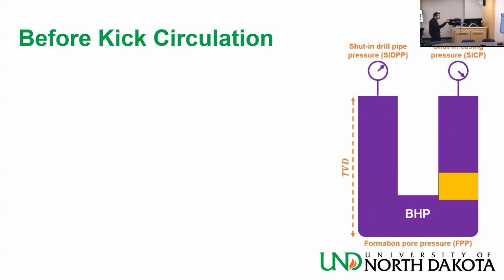Okay? So how do I expect the SICP to change as the kick is moving up, if the kick is getting taller and taller as it's moving up? How do I expect my shut-in casing pressure to change as the kick is moving up? Beyond your project, you don't have to do that in part A of the project. You have to do it for the homework and part B of the project. But what do you expect to happen to the SICP as the kick is moving upward?